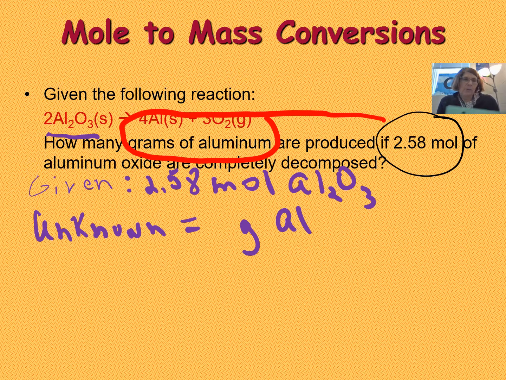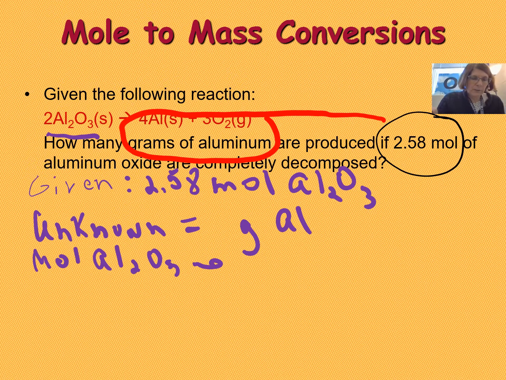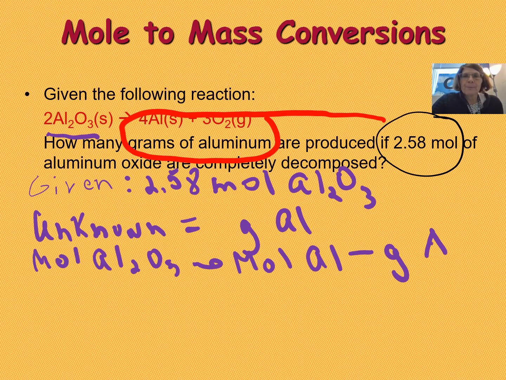So we're starting in moles. If you were following the roadmap, the green roadmap, you would start with moles of substance A, which is aluminum oxide. And then we're going to convert to moles of aluminum. And then we're going to go to the grams of aluminum. That's our roadmap.